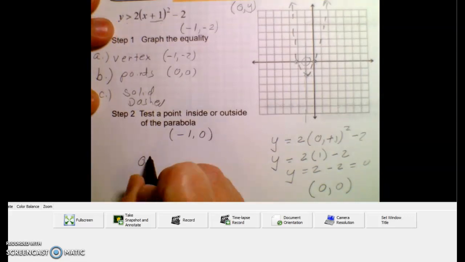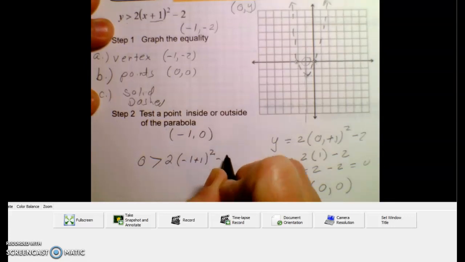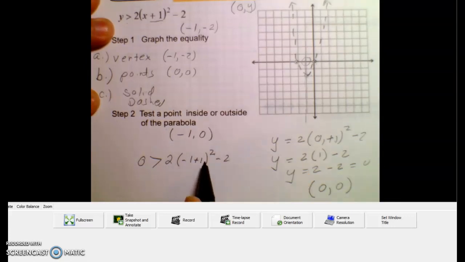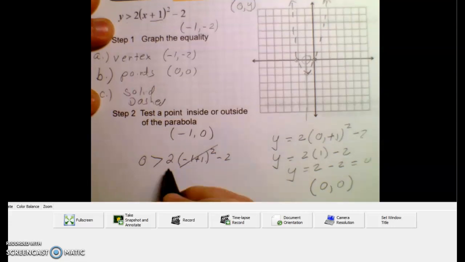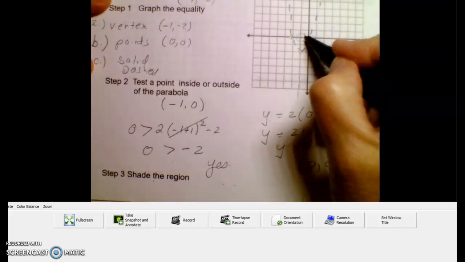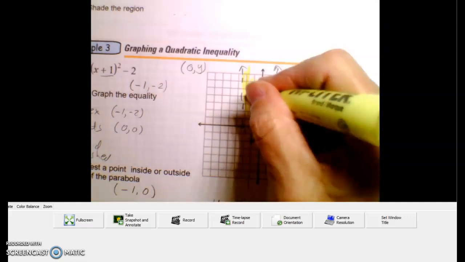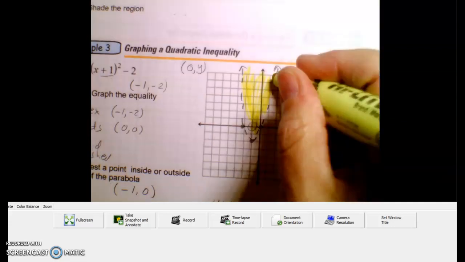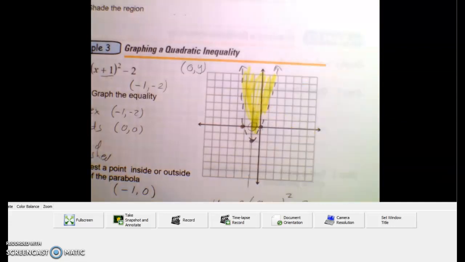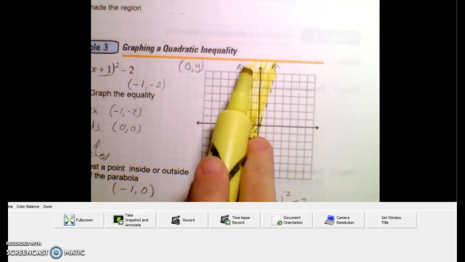All right, y, 0, 2 times (-1 plus 1) squared minus 2. -1 plus 1 is 0, so this is gone. I have 0 is greater than -2. Is 0 greater than -2? It is, yes. Therefore, how do I shade? I shade where the point is. So if the point is true, I come up here and I shade this. Remember, in this case, it's a dashed line, so the actual parabola does not hold solutions, but everything inside that parabola, going on to infinity, not this way, does.